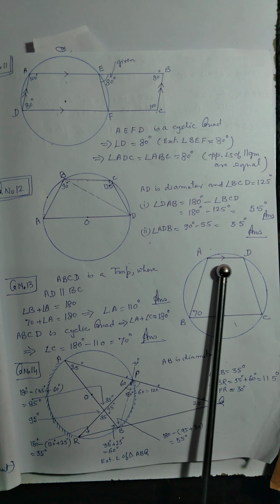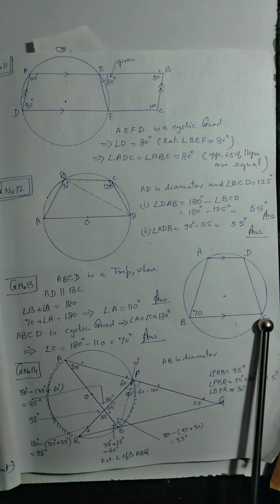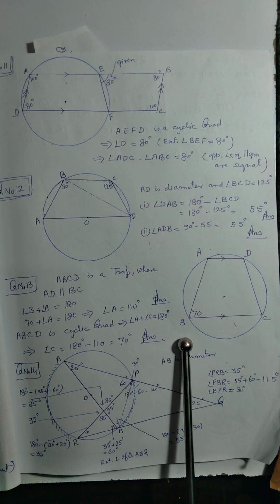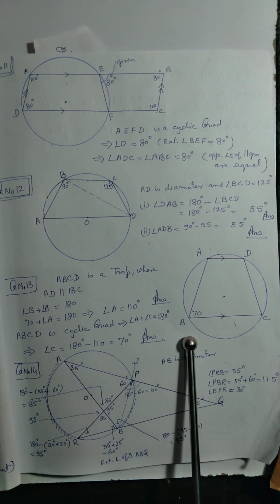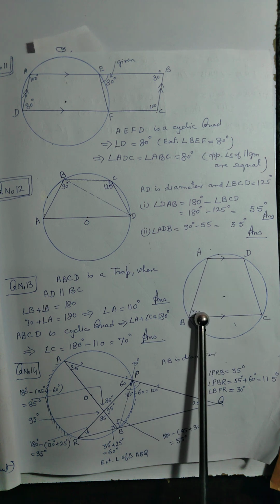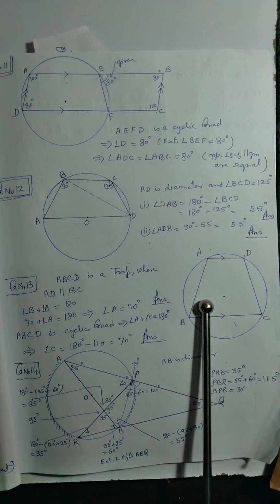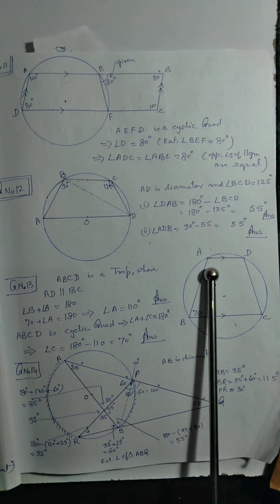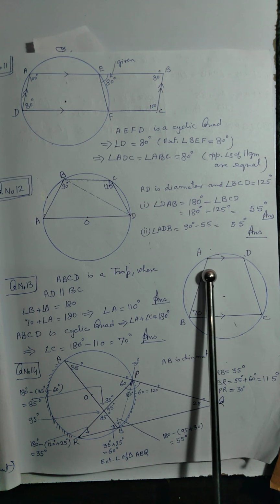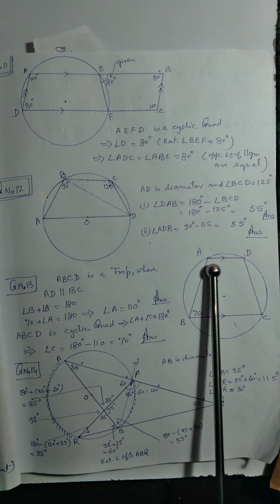Because AD and BC are parallel lines, and AB acts as a transversal, the sum of the interior angles on one side of the transversal should be equal to 180 degrees. Hence 180 minus 70 will be equal to angle A.